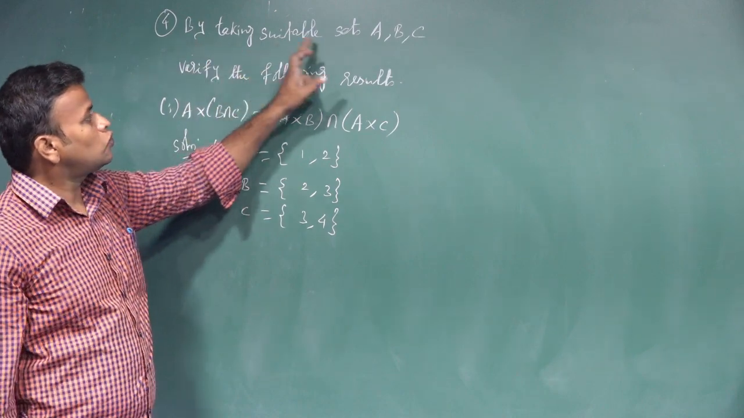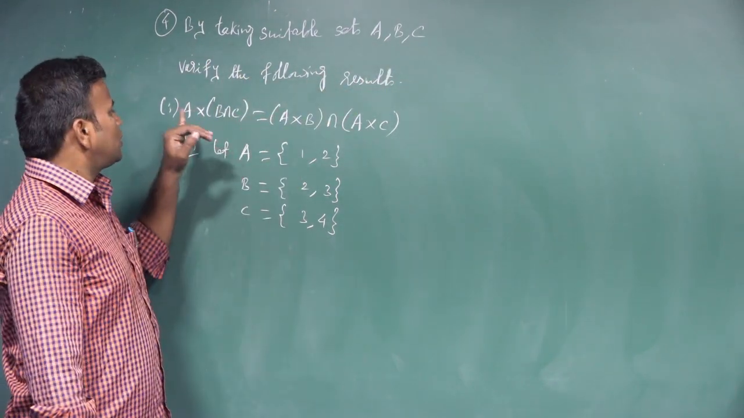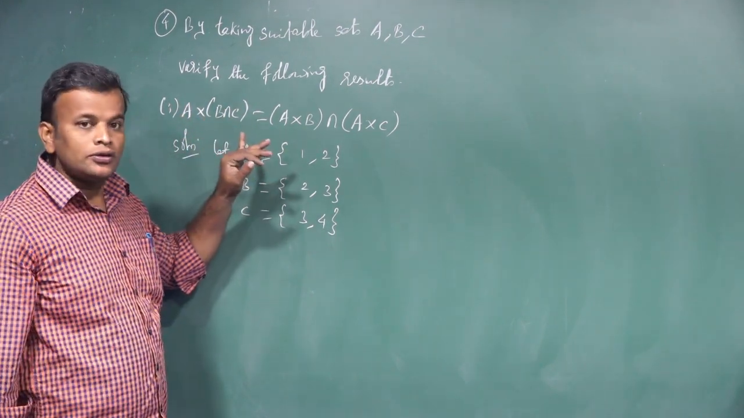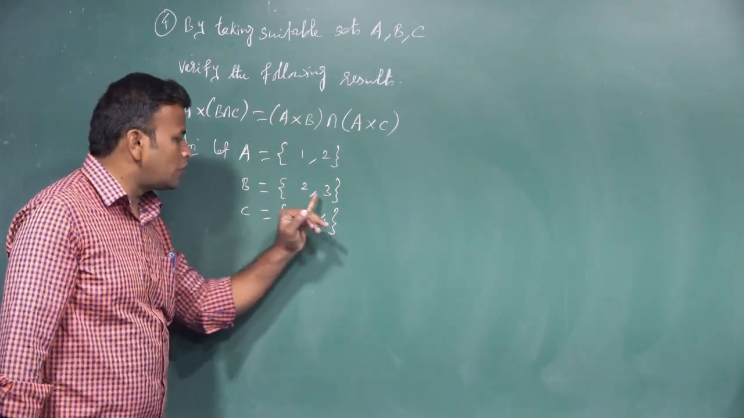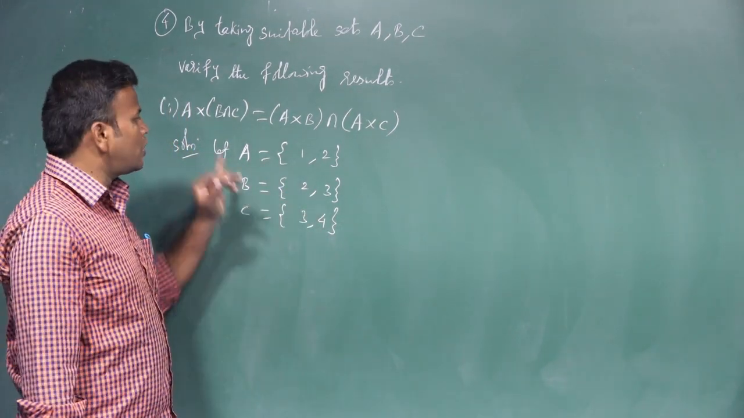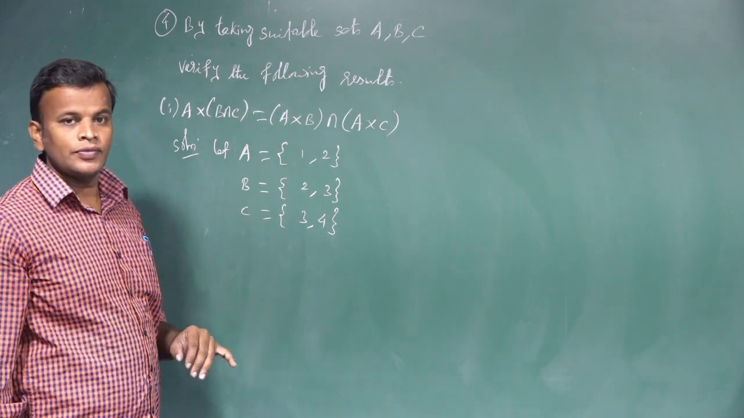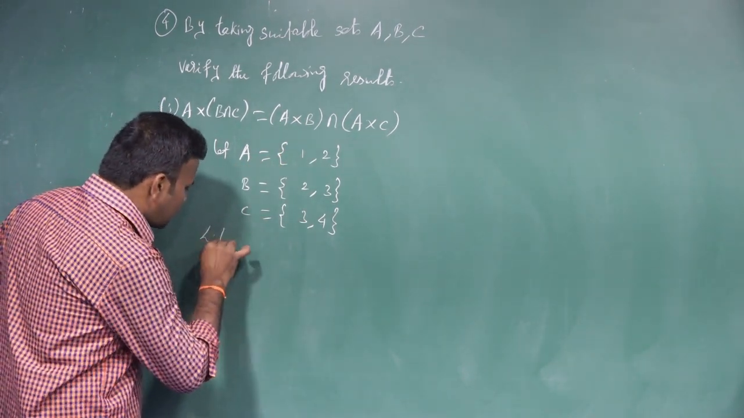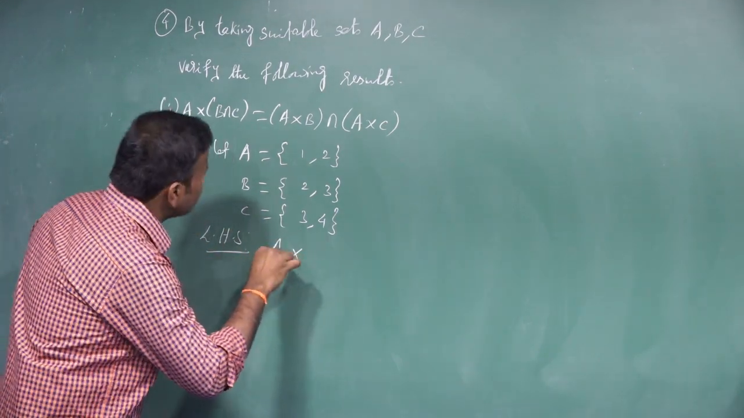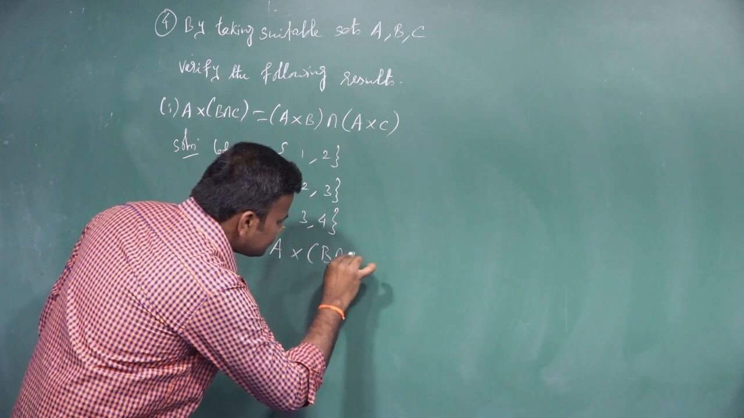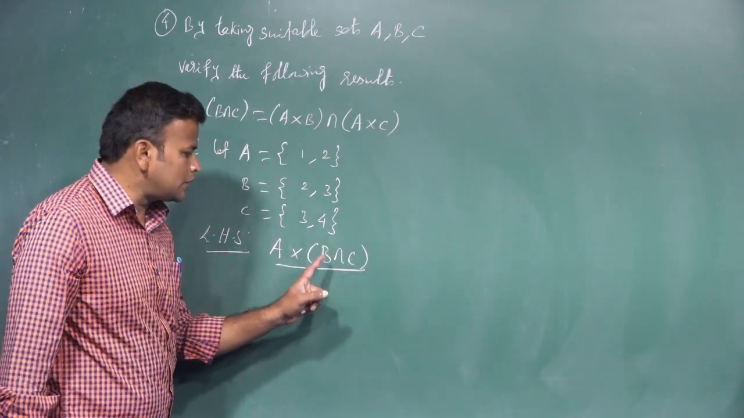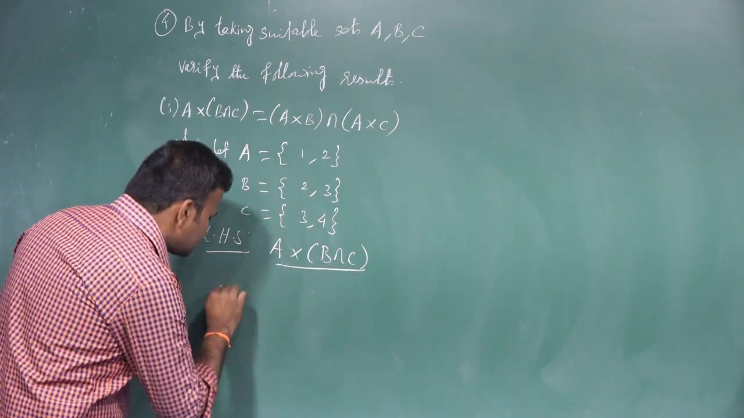By taking suitable sets A, B, C, here intersection is involved and Cartesian product is involved. So the common set of B and C should have one element. So I will take the sets A, B, C like this. Now to verify using these sets. First, in verification, we find the value of LHS. What is LHS? A cross (B intersection C). First we find the value of B intersection C.